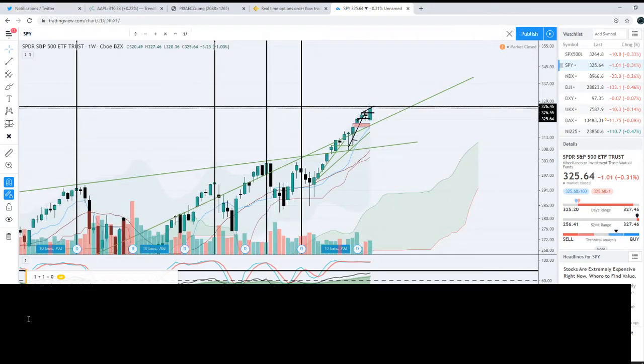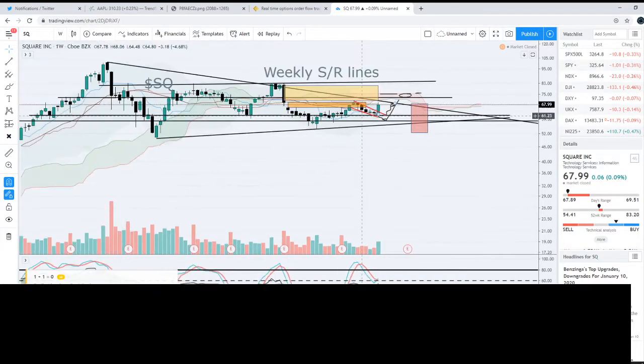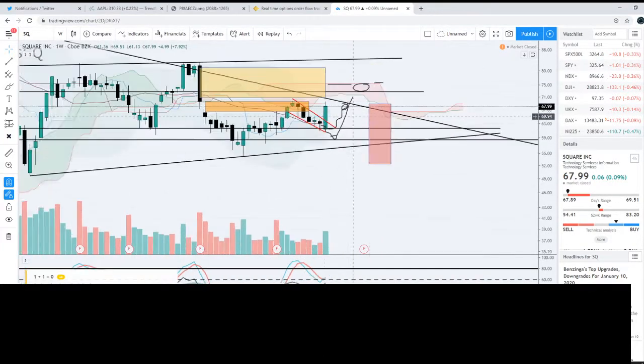Nice, yeah. Square's another one. That one's just been an animal. Yeah, nice flag breakout of that.